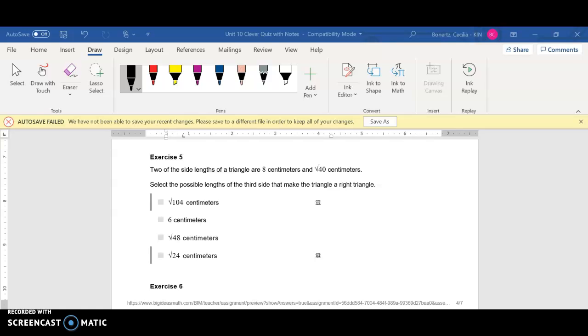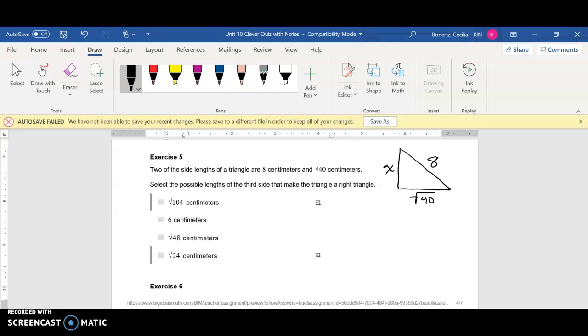On the next problem, it's asking us for the possible lengths of the third side. So what that's telling me is that I've got a right triangle and two of the sides. It gives me two of the sides, but it doesn't tell me which two sides they are. So the square root of 40 is 6 point something. So I know that that is going to be one of the short sides. The 8 centimeters could be a short side, or it could be the hypotenuse. So let's just say it's the hypotenuse. This is going to have to be one of the legs, and I could be finding that side.